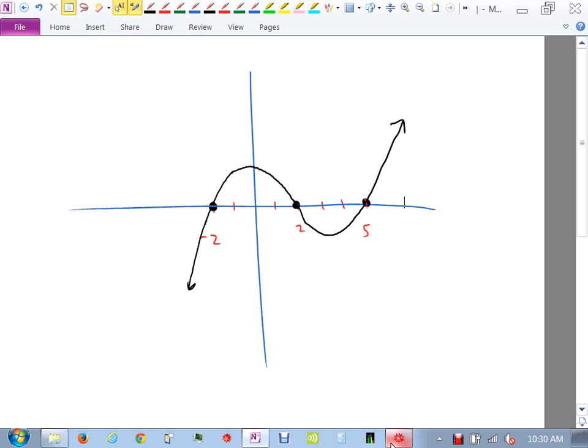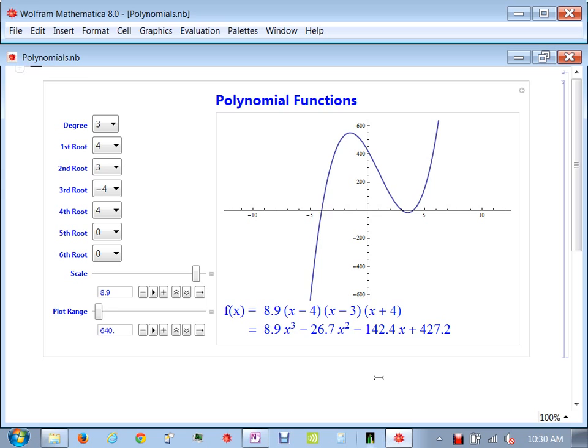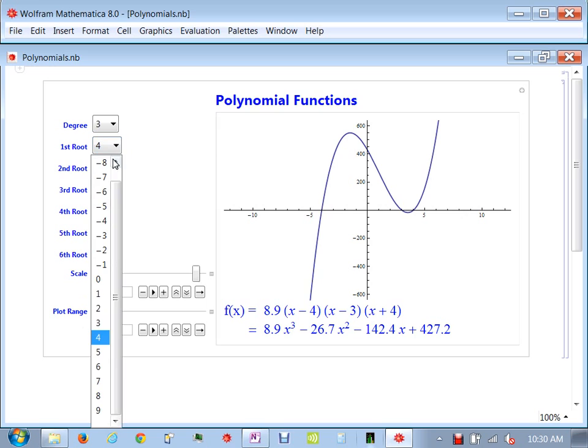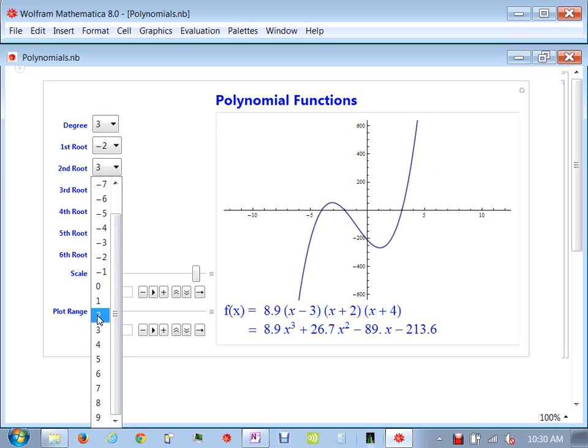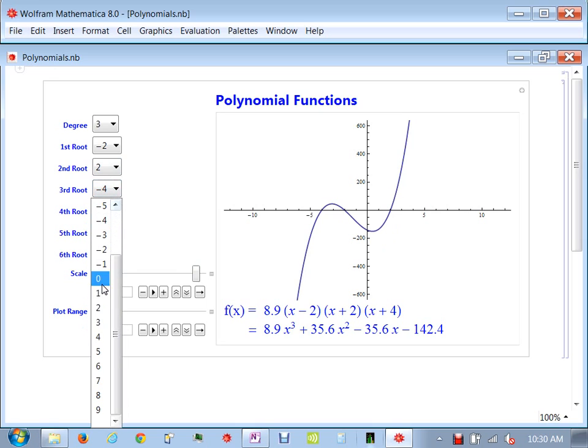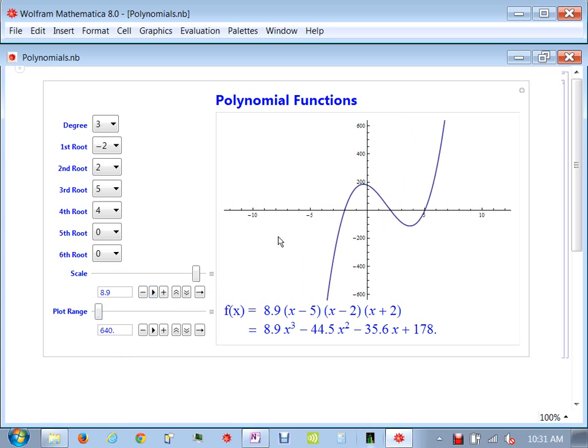I want to show you with my program. This was my program I made, that I told you about. I think you might understand how this program works now. The first thing you do is you put in the degree. What was the degree of the problem we just did? 3. So I put in 3. What were the roots? Those are the x-intercepts. What were our x-intercepts? -2, +2, and then my third root was 5, wasn't it? There's the picture.